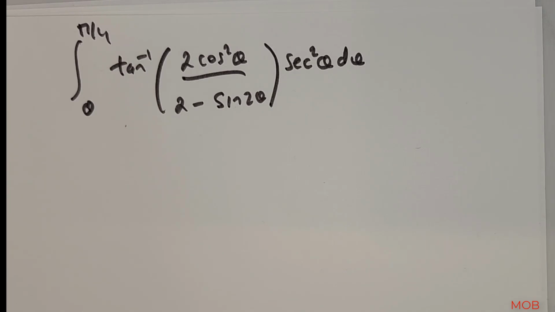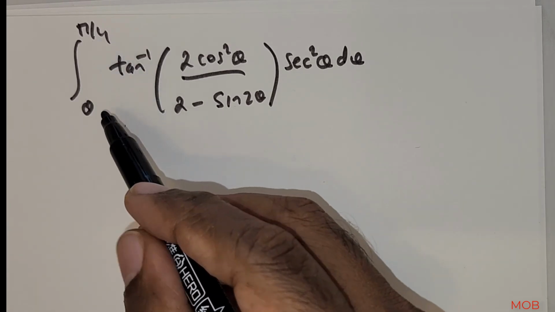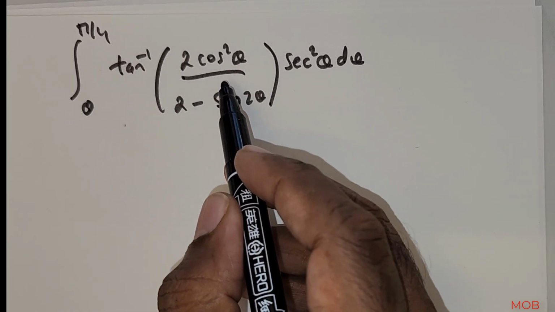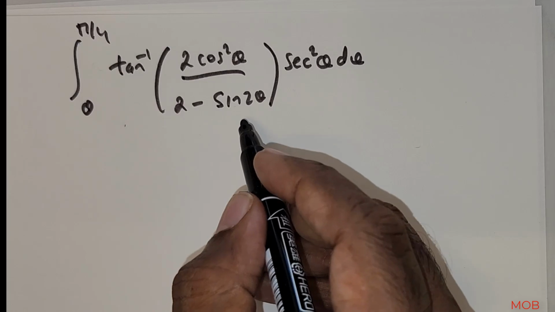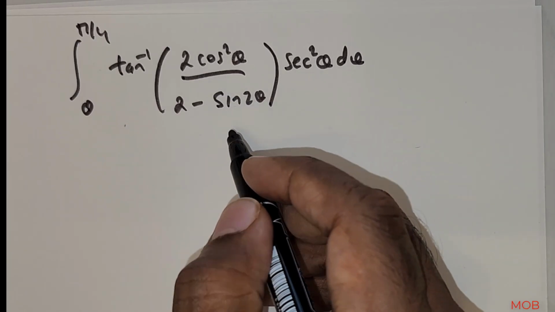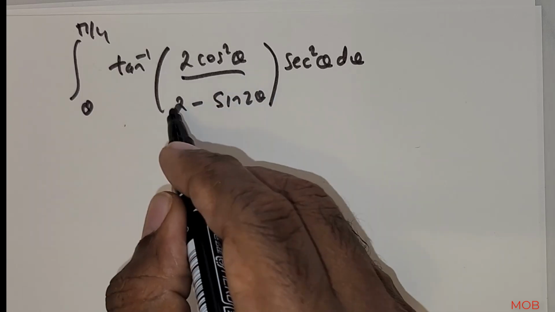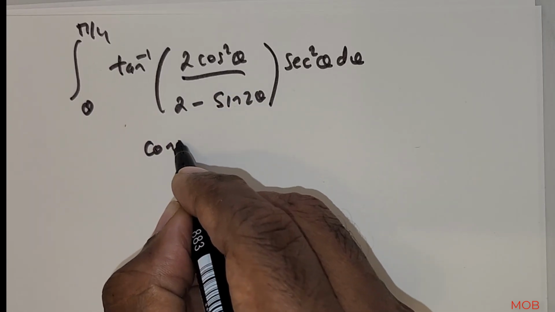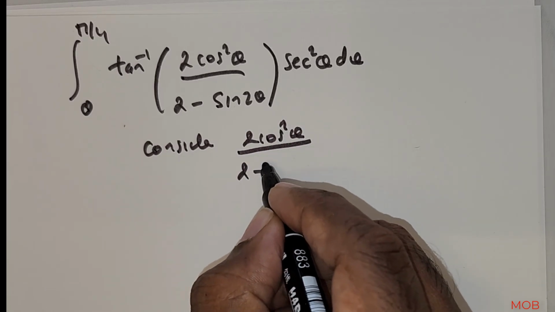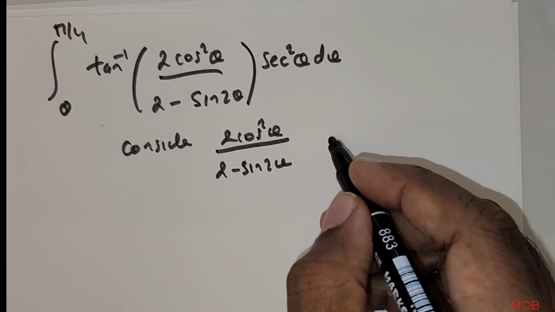Welcome everybody. We've been given this question: integral 0 to pi over 4 of tan inverse of 2 cos square theta divided by 2 minus sin 2 theta, times secant square theta d theta. What I wish to do is first consider this part: 2 cos square theta divided by 2 minus sin 2 theta.